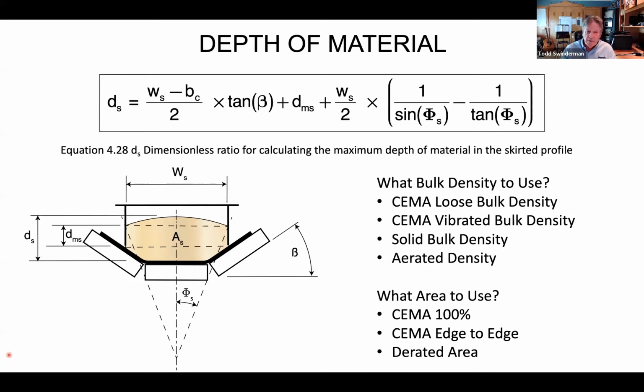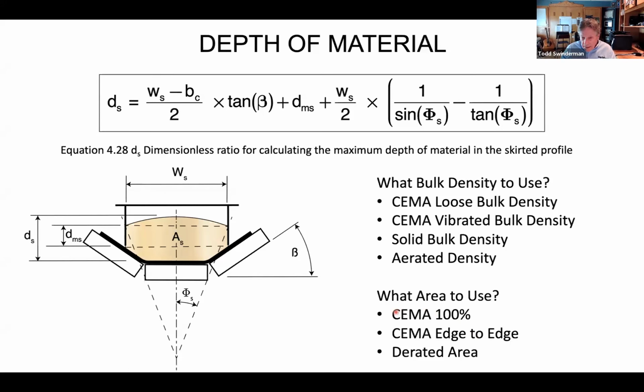And again, one of the easiest ways to get this information is just go take a look, measure your material, grab a bucket, and fill it up carefully right off the conveyor and then figure out the bulk density that you're actually dealing with. Very critical that you know your material.